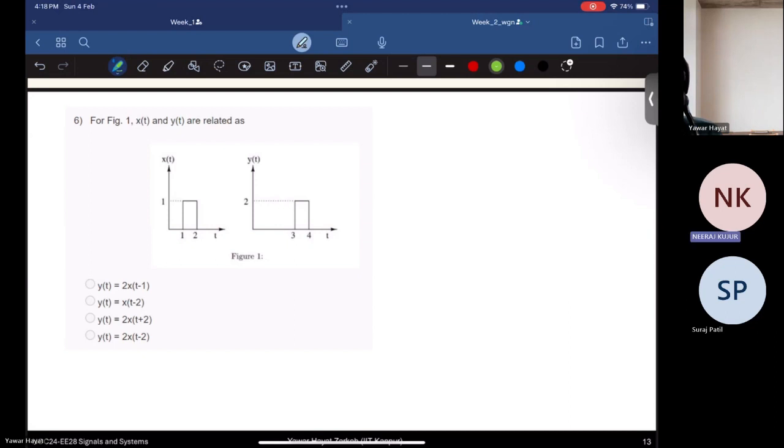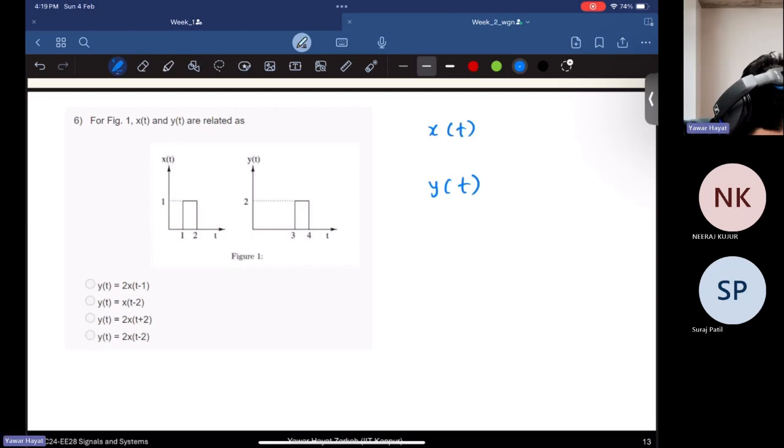I think they are the shifted version of each other. So you are saying that they are the shifted versions. Let me write what you are trying to say. You're saying that given this x of t, this is y of t. What is y of t? x of t minus 2. Yes, sir.